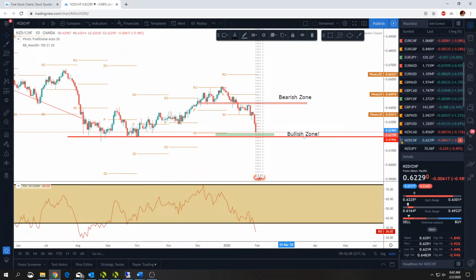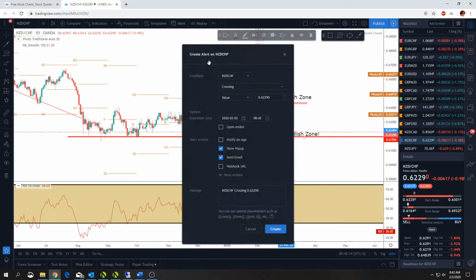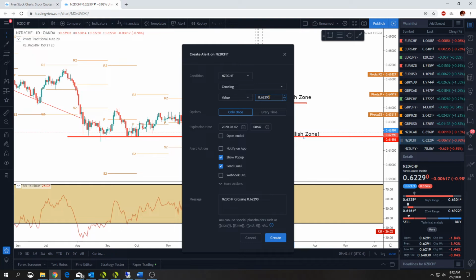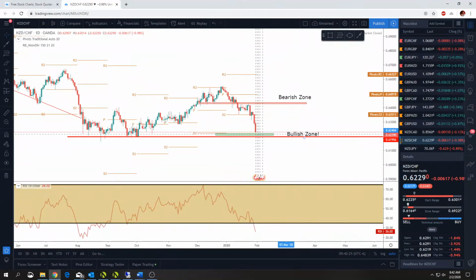So this one, I'm going to set an alert. We're very close at 62147. And we're going to be looking to buy. Like this one, red.